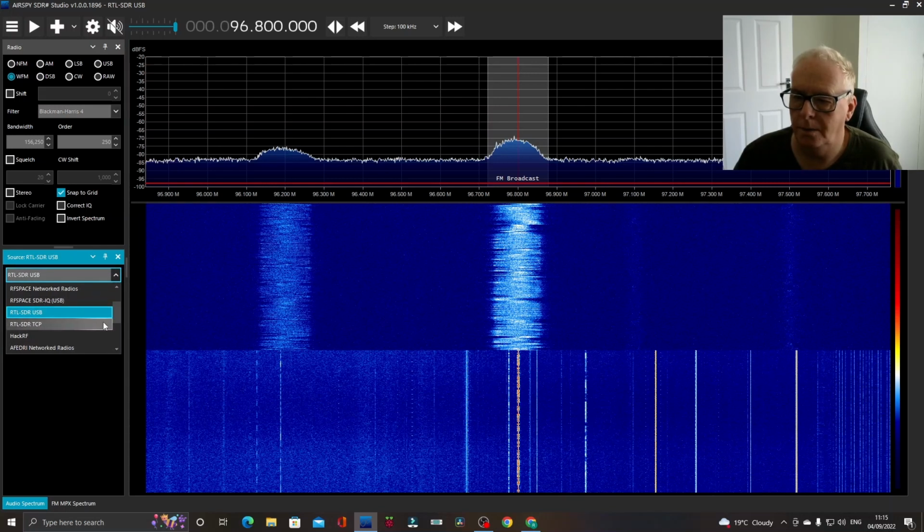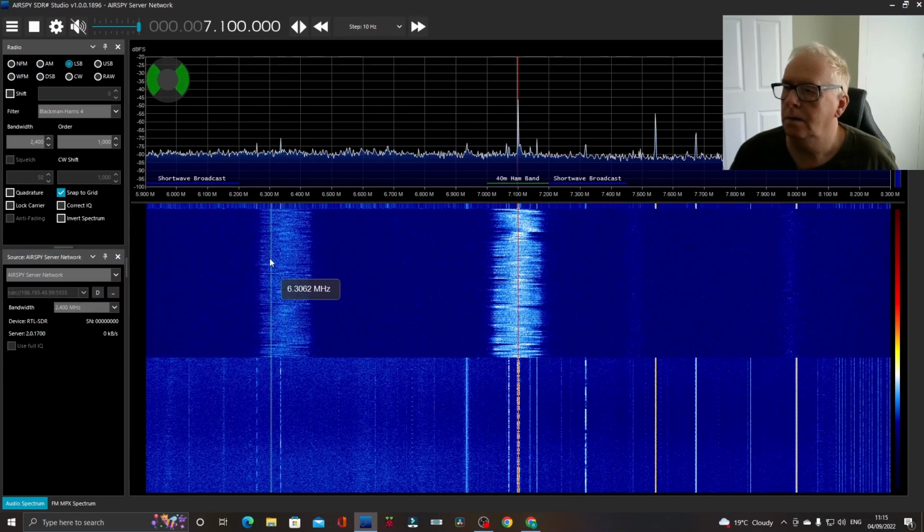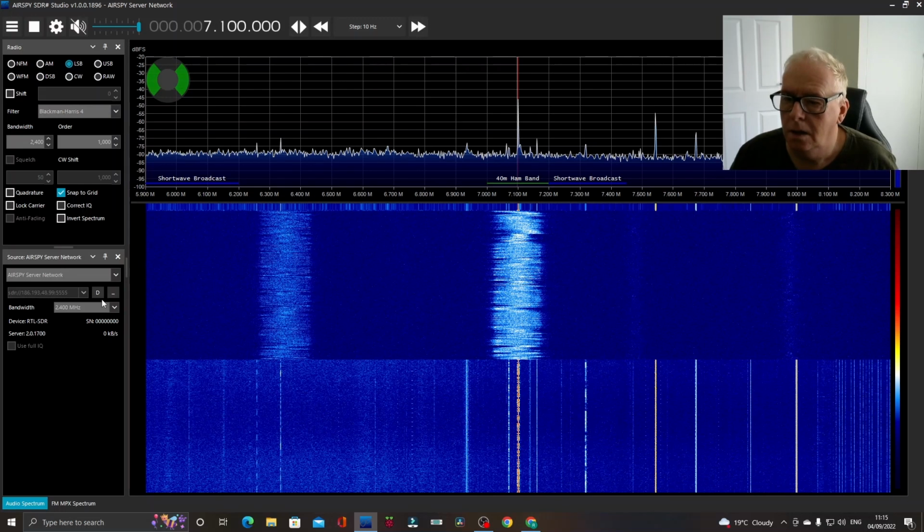go to AirSpy Server Network and insert our URL into there. Press connect. And that one isn't working. Doesn't matter, we'll soon find another one.